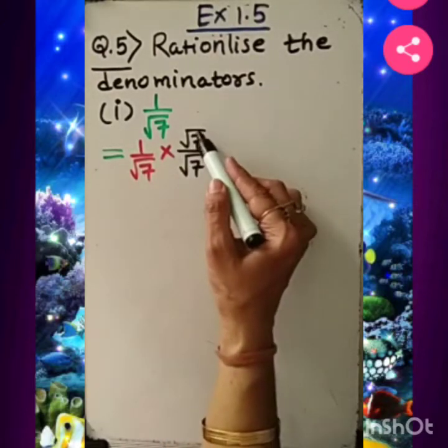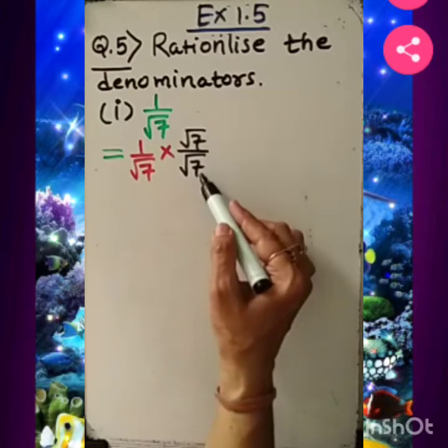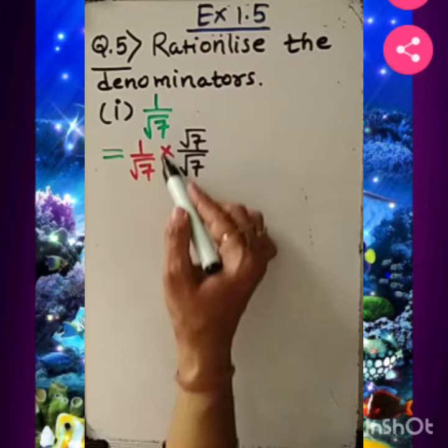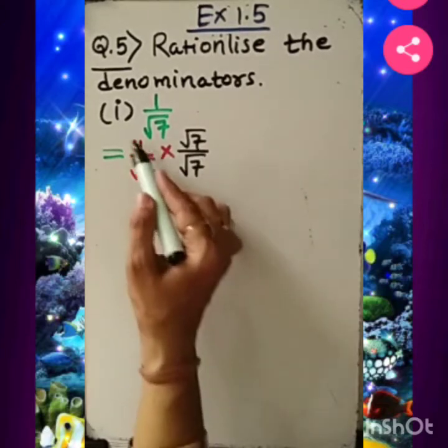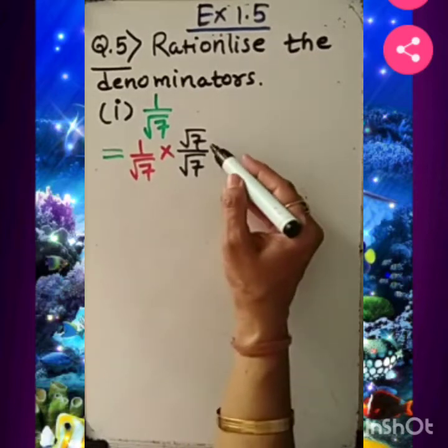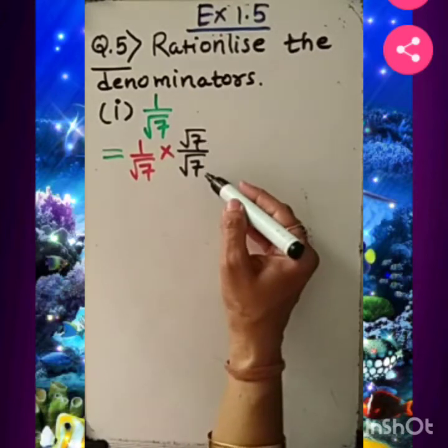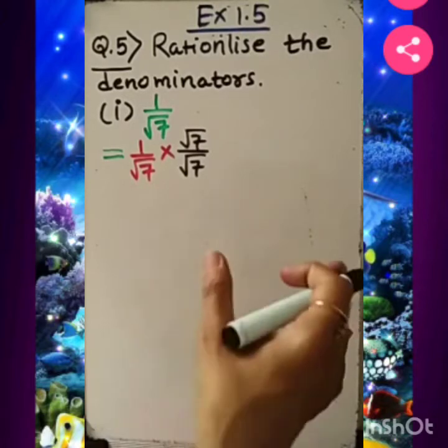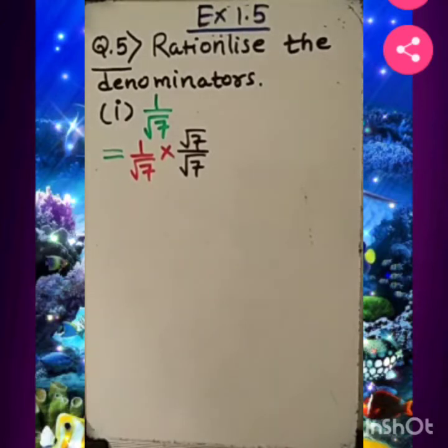Otherwise, if you write something else here, like 1 upon root 7 or root 7 upon 1 only, it changes the value of the original given number. So we do not have to touch it. The simplification of root 7 upon root 7 gives only 1, and this is the substitution of 1 we have kept. Just think of it that way.